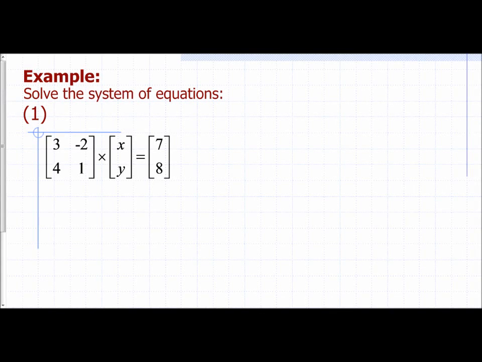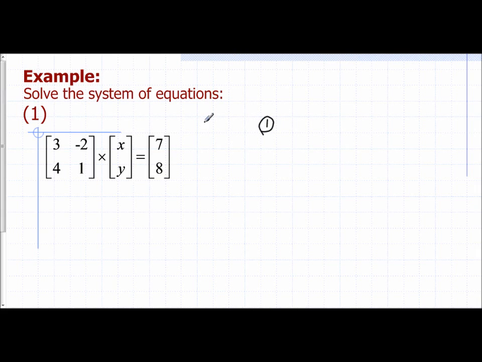In this video, we're going to examine how to solve a system of equations by using inverse matrices. So I'm given the system already set up as a matrix of 3, -2, 4, 1, so my coefficient matrix, x, y, my variable matrix, and 7, 8, my solution matrix. And so what I want to do first is I want to find my inverse.